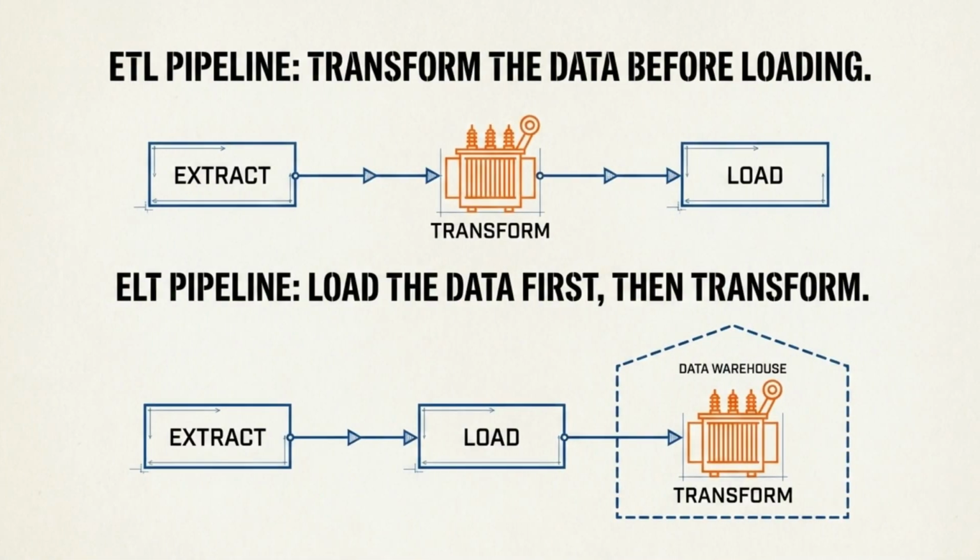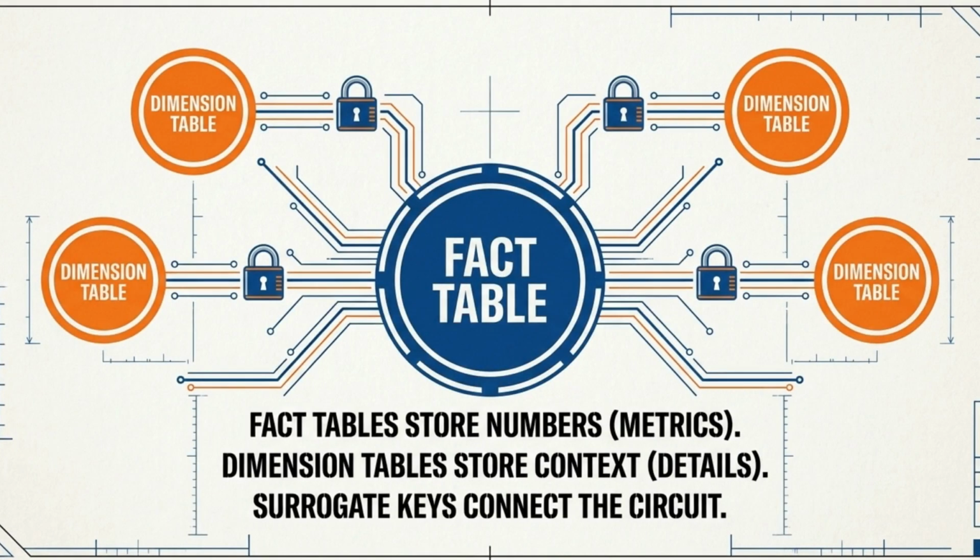data integrity. We distinguish between two main pipeline approaches: ETL, where we transform data before loading it, and ELT, where we load the data first and perform transformations within the data warehouse. Data modeling often uses a star schema structure. Fact tables store your core metrics, while dimension tables provide the necessary context. Surrogate keys are used to connect these tables within the circuit.